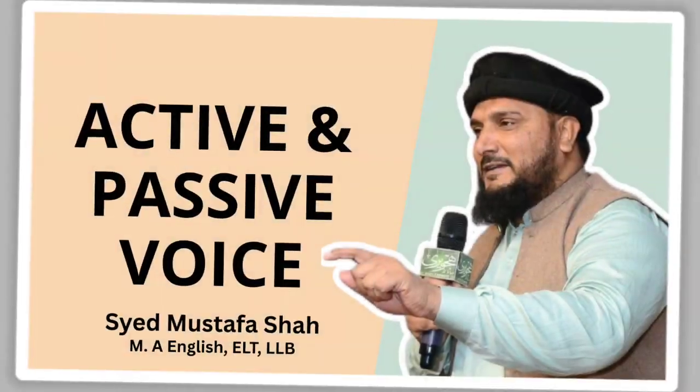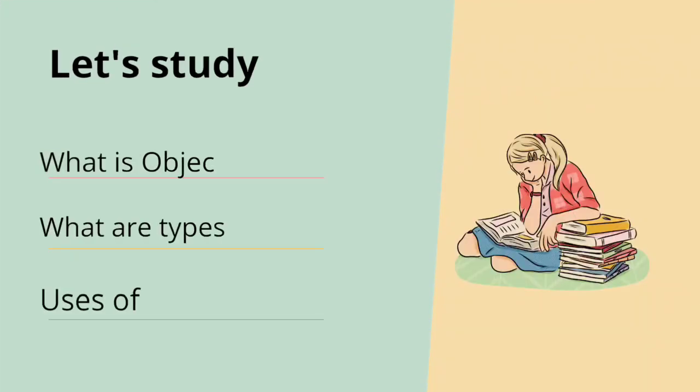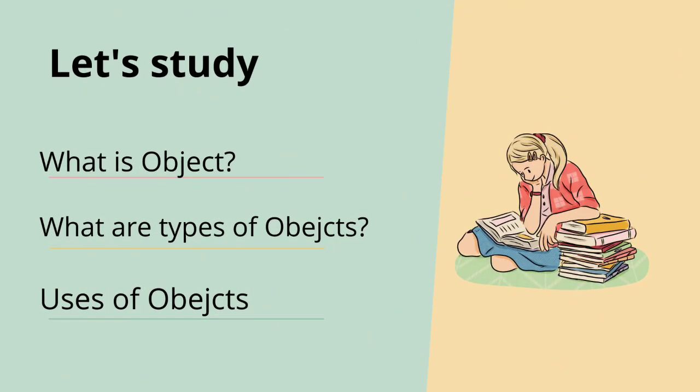Today we are going to discuss what is an object, what are the types of objects, and the identification of objects. Dear students, it's very important to know this before we start active and passive. Active and passive are very important in the English language and they are used in many different aspects. So let us start to discuss what objects are.